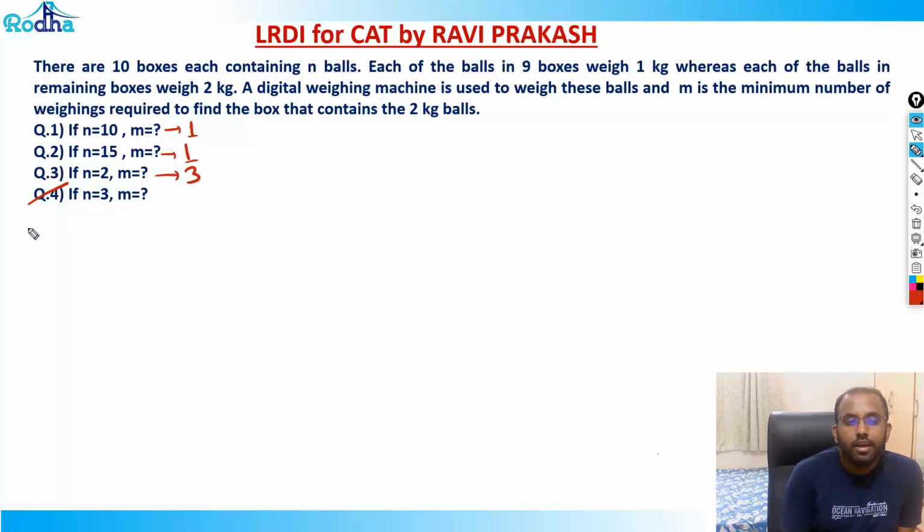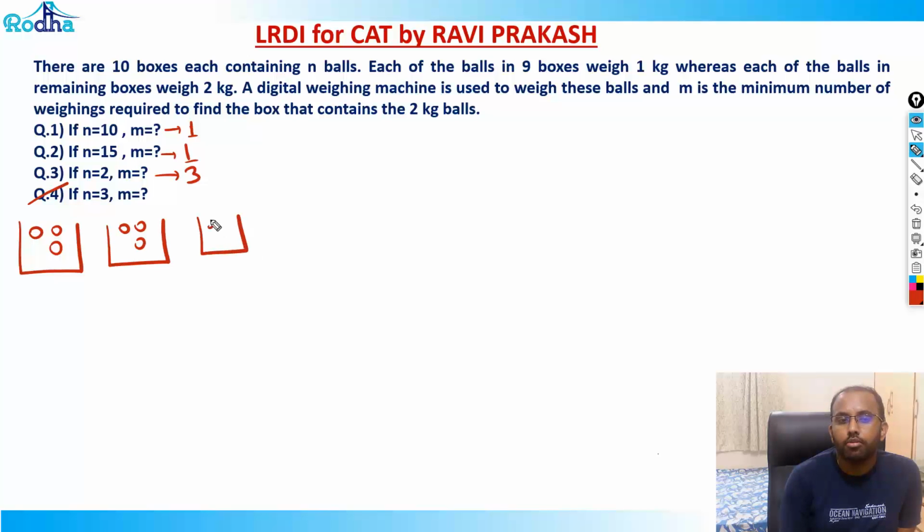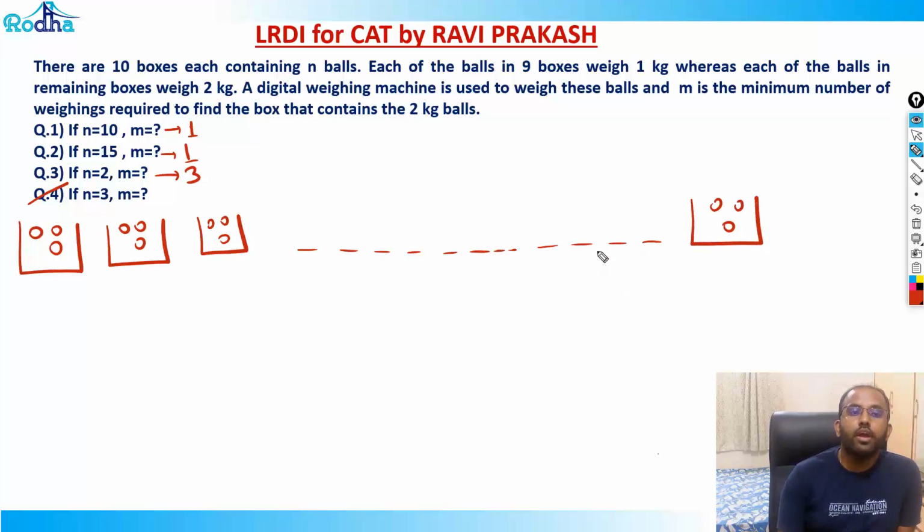Now let's see, guys. Each n is 3, that means in each box there are 3 balls, and there are 10 boxes like that. My logic will be the same. What we studied in the last video is that we try to take distinct numbers of balls from each box as long as it is possible. If there were 10 balls in each box, I could take 10 distinct numbers: 1 ball from the first bag, 2 balls from the second bag, 3 from the third, till 10 balls from the 10th bag.